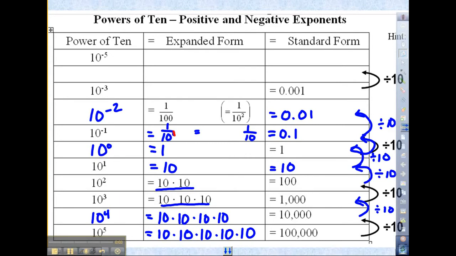Powers of 10 in scientific notation. This is video number 2. Let's see here. Where did we leave off? Okay. We are following the pattern here for our powers of 10.